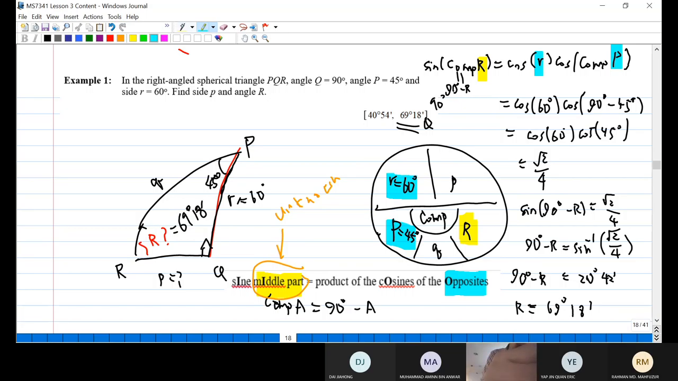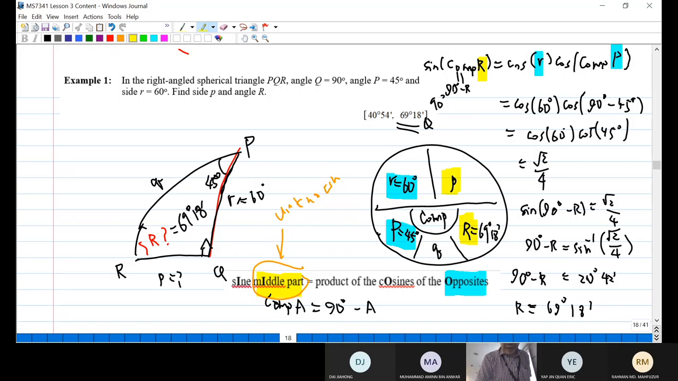So this R I know is 69 degrees, 18 minutes here. So next thing I want to find is side P now. So this side P is the one which is here now. So I'm going to use the unknown part here, this is side P here. So the unknown part is here now. So I'm going to find the unknown side P now.